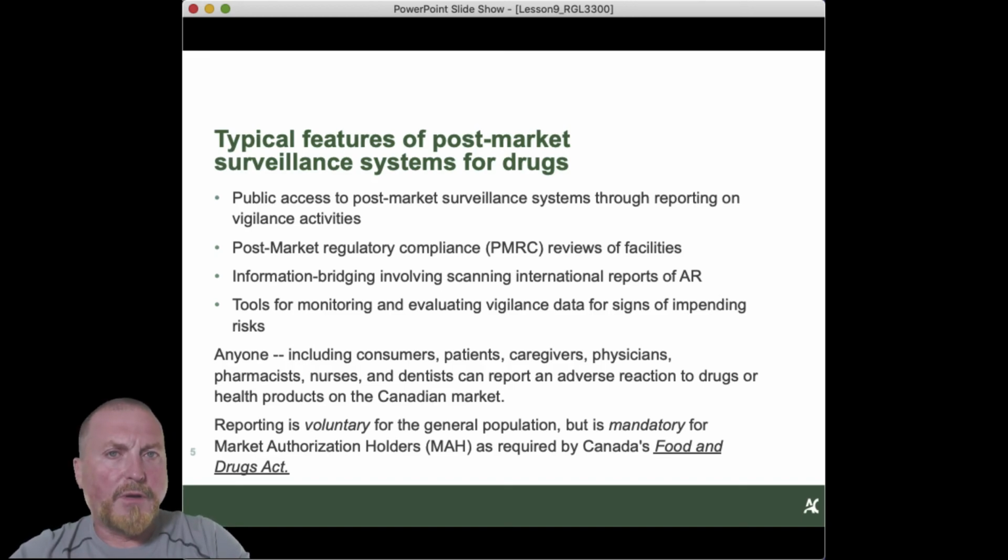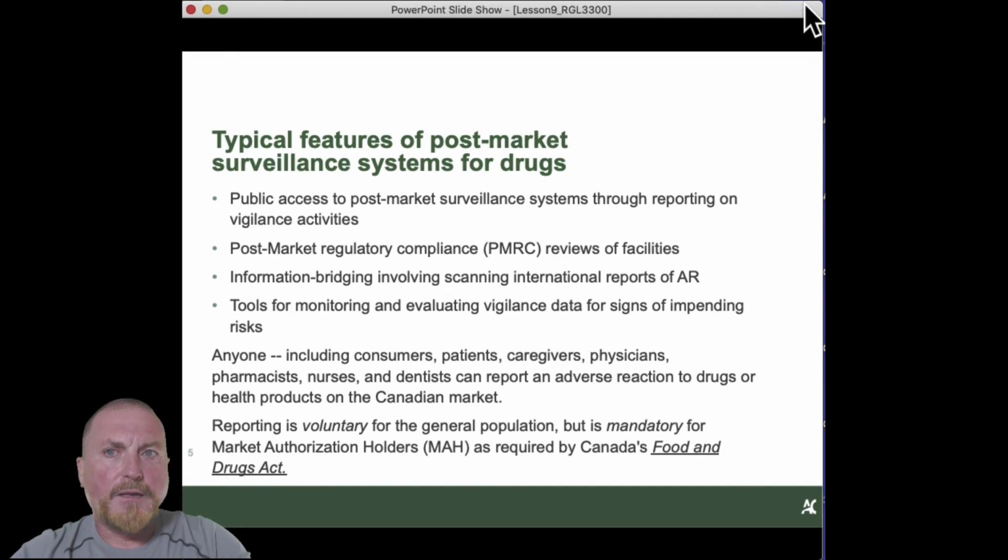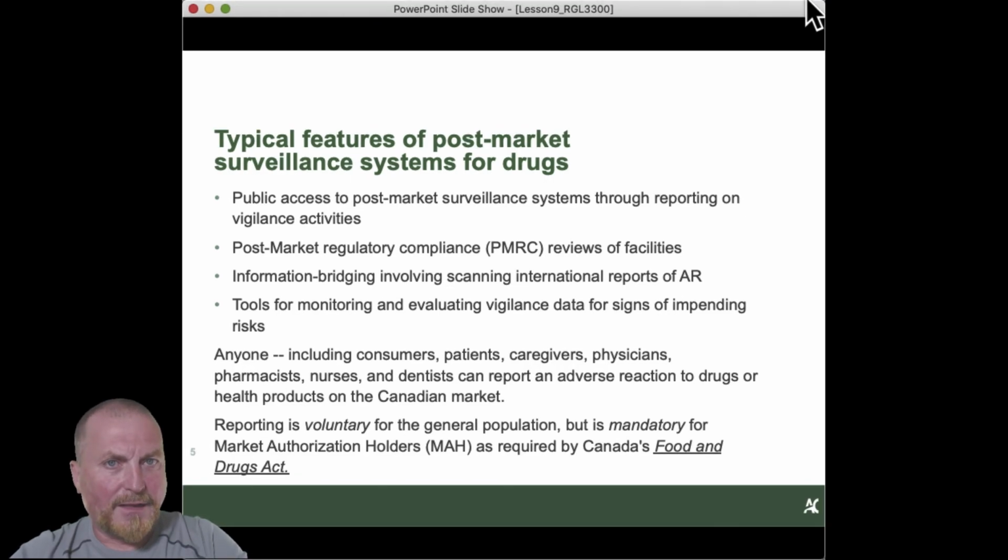And anyone can report on these types of things, right? Anyone can report an incident related to a drug, right? This can be consumers, patients, caregivers, physicians, pharmacists, nurses, dentists. They can all report on any incidents with respect to a drug. But for most of the general population, this is voluntary reporting.